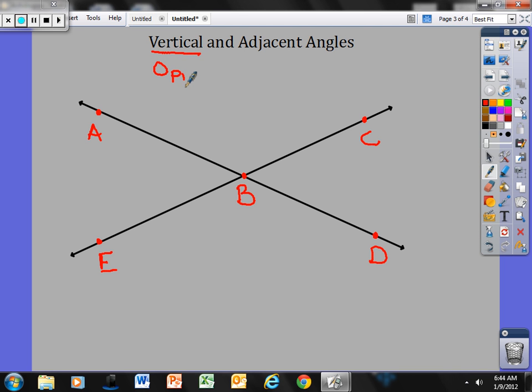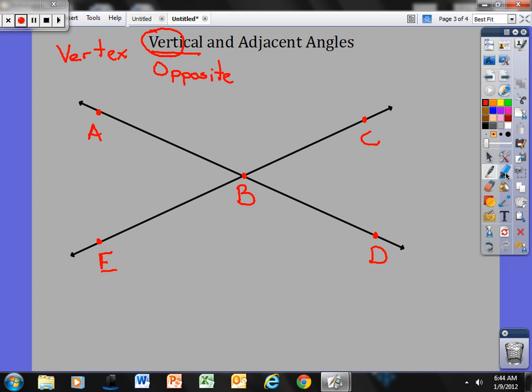They are opposite each other when we have the intersecting lines, or when we have two parallel lines with a transversal going across. Now I look at the word vertical, I see the word vert. When you think that, think of the word or the term vertex. So vertical angles, or opposite angles as we also call them, share a common vertex. Well, the only vertex in this is located at point B.